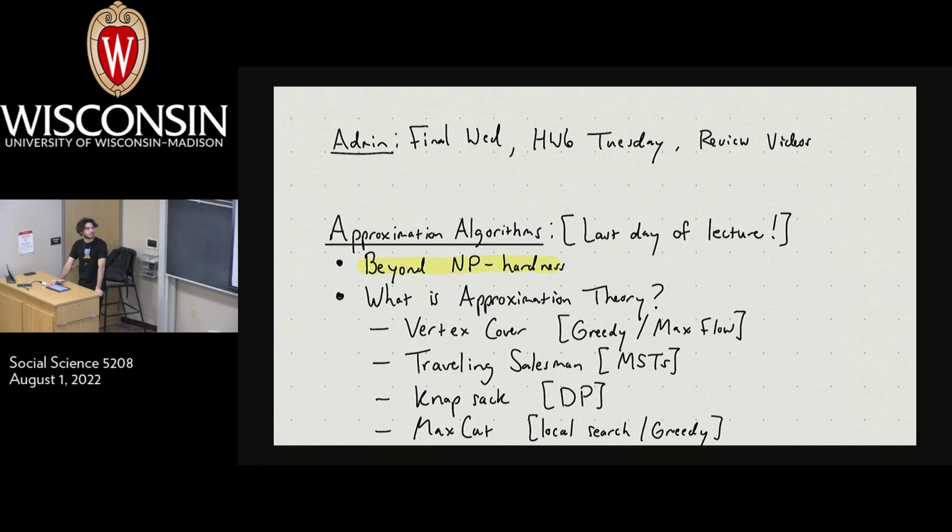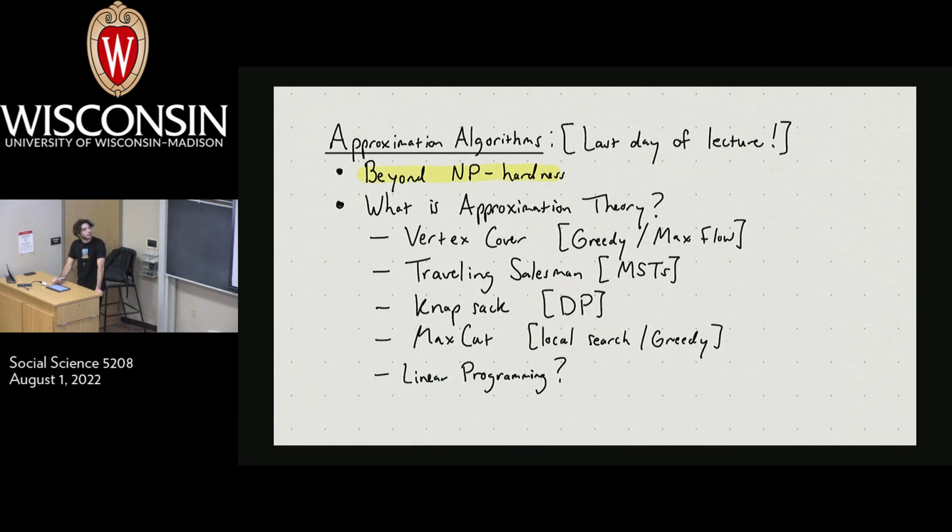All right, so let's get started. So approximation algorithms, what even is this? In last lecture, we talked about NP hardness, and the intuition here was if a problem is NP hard, then we don't think there could exist an efficient solution to that problem.